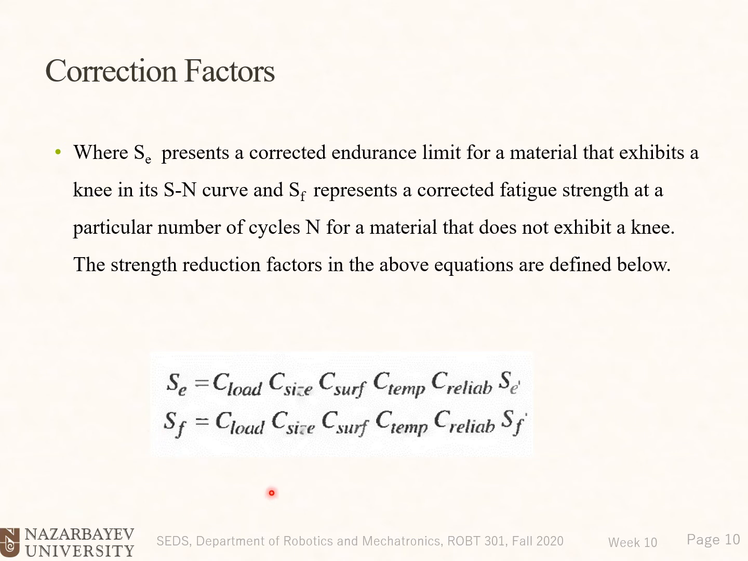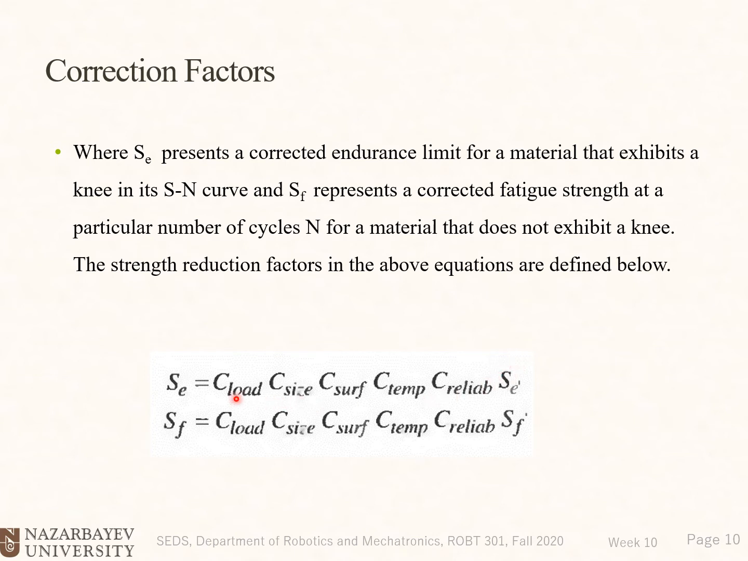Okay, so you see that we have SE and SF here. These are the corrected ones. We have SE prime and SF prime. These are not corrected ones. This SE prime and SF prime could come either from experimental data or from the estimates. And we had estimates for steel, iron, aluminum, and the copper alloys in previous slides. Please review those slides to remember exactly what those formulas are.